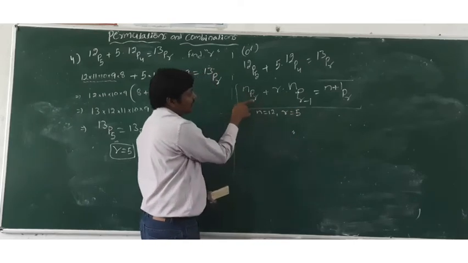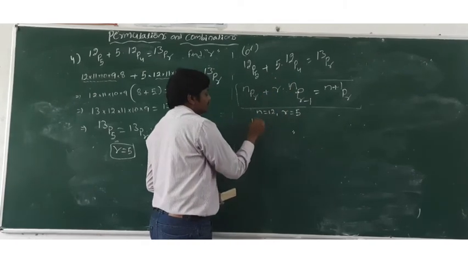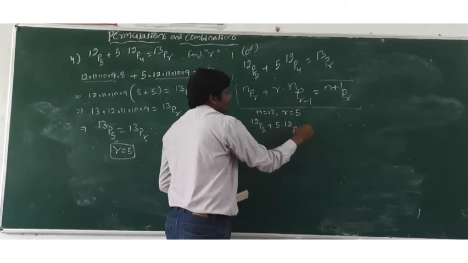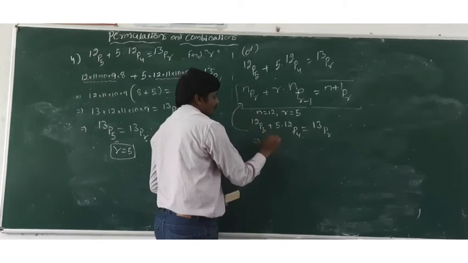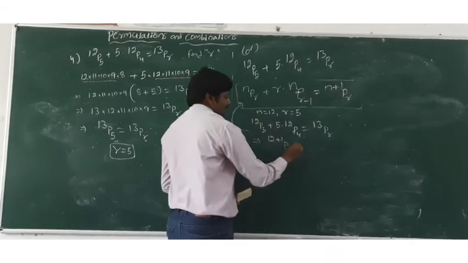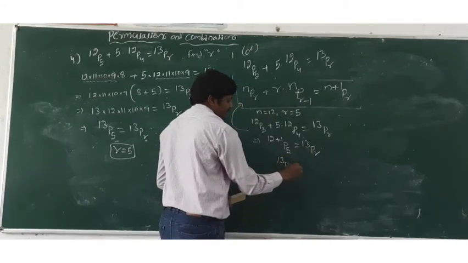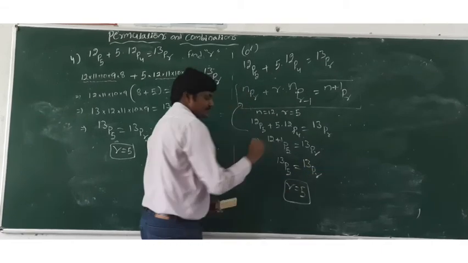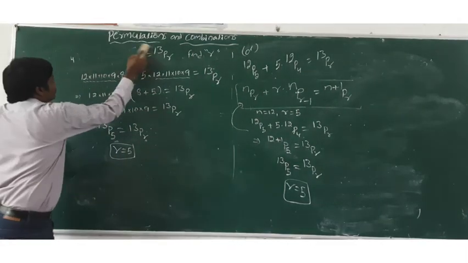12P5 plus 5 into 12P4 is equal to 13Pr. According to this formula, the value is (12 plus 1)Pr. (n plus 1)Pr is equal to 13Pr. So 13P5 is equal to 13Pr, where r is equal to 5. Here also r is equal to 5. Okay, next problem.